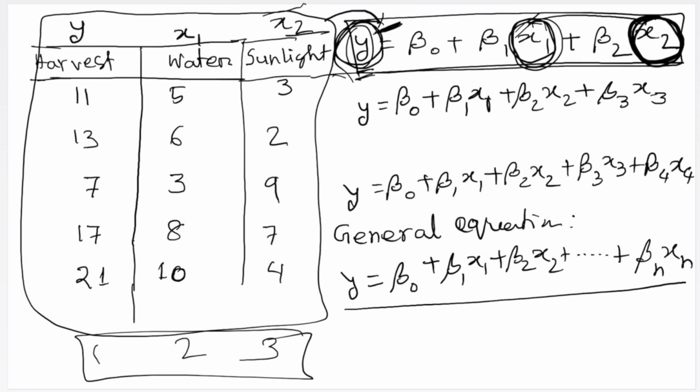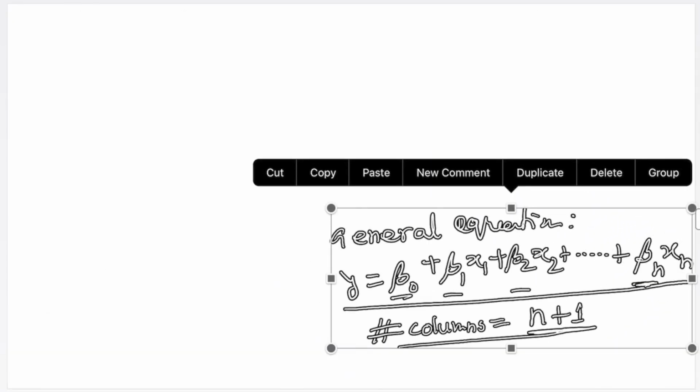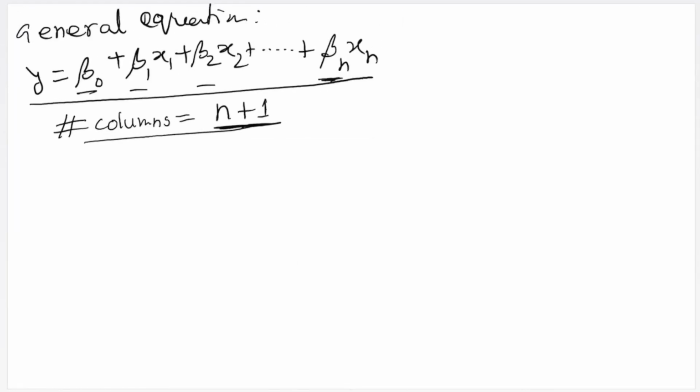For this equation, the number of columns you have in the data is equal to n plus 1. Among those n plus 1 columns, n columns represent the independent variables and 1 column represents the dependent variable. Notice that with a dataset of n plus 1 columns, you will have n plus 1 coefficients, starting from beta naught and ending at beta n. Now, this particular general equation is a linear equation.